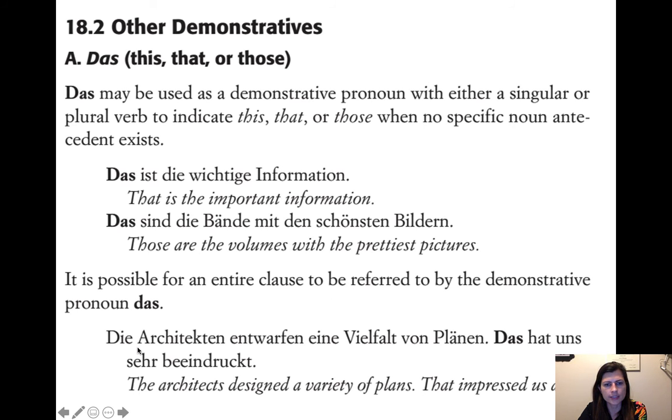It's possible for an entire class to be referred to by the demonstrative pronoun das. So, die Architekten entwarfen eine Vielfalt von Plänen. Das hat uns sehr beeindruckt. So the architects designed a variety of plans that impressed us a lot. So it's not that different from the other one. It just refers, like, what impressed us a lot? The fact that the architects designed a variety of plans. That whole idea impressed us a lot. Das. So it replaces that whole thing.